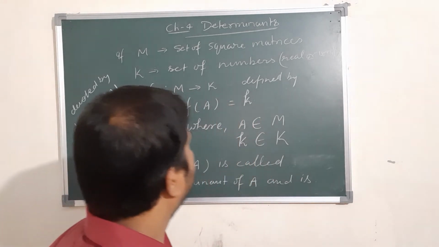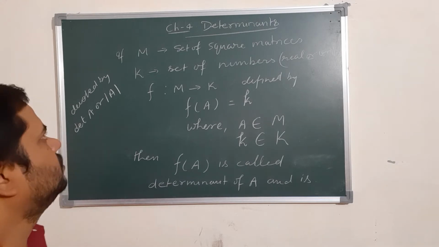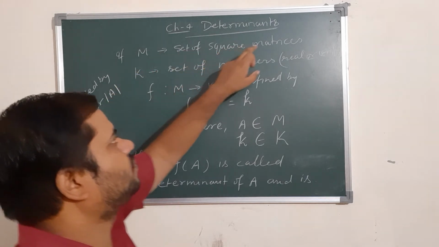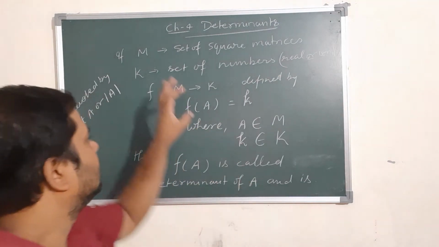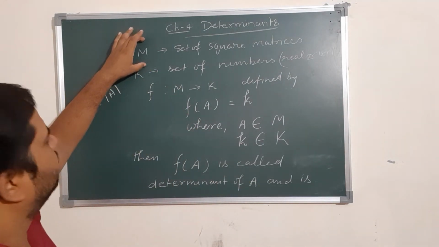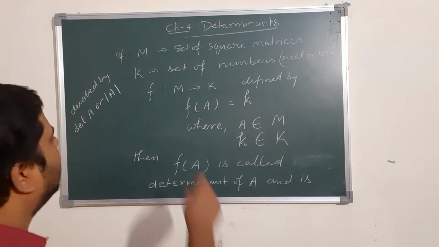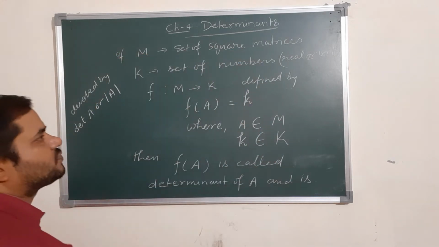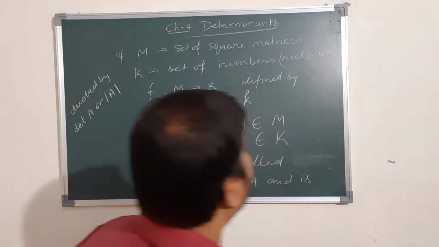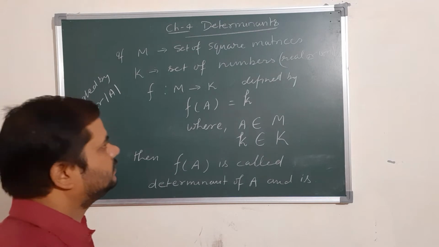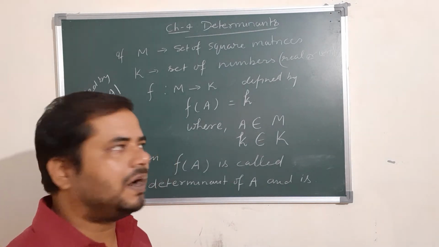So we are just going to define the determinant. What is determinant? Suppose M is the set of square matrices. That means M has a number of square matrices. K is the set of numbers, scalars, real or complex. Then what is determinant? Determinant is nothing but a function.